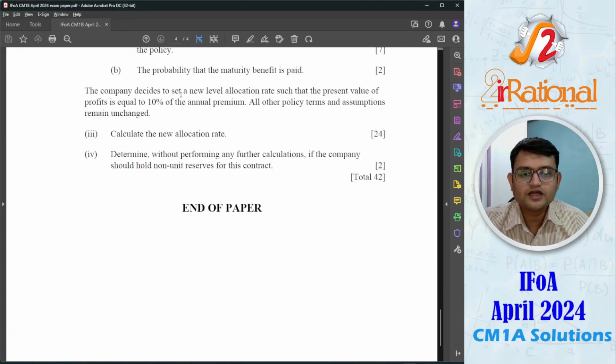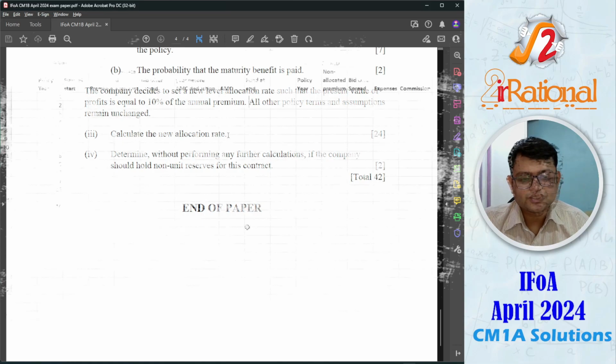For the third part, the company decides to set a new level allocation rate such that the present value of the profit is equal to the 10% of the annual premium. All other policy terms and assumptions remain unchanged. Calculate the new allocation rate.